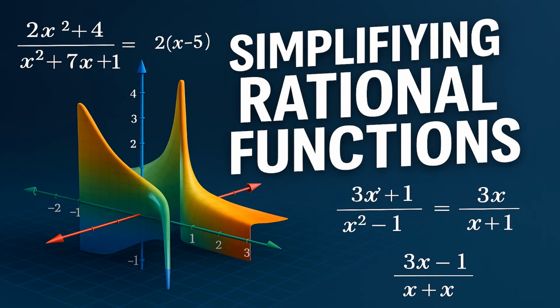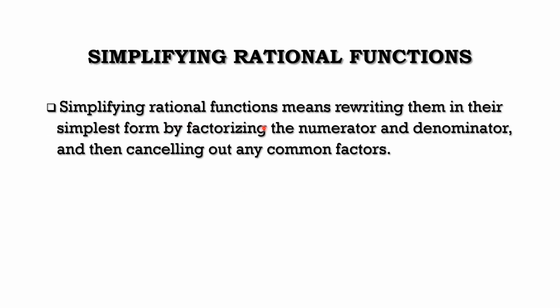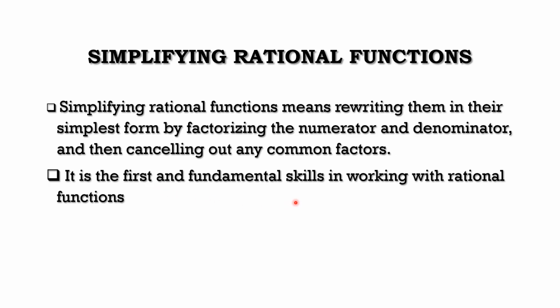Now let's proceed to the next subtopic, which is on rational functions. We are supposed to learn how to simplify rational functions. Simplifying rational functions means rewriting them in their simplest form by factorizing the numerator and denominator and then cancelling out any common factors. It is the first and fundamental skill in working with rational functions.